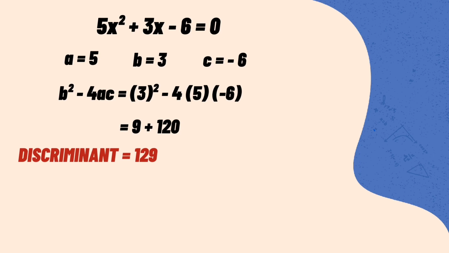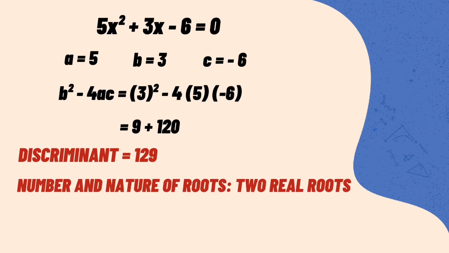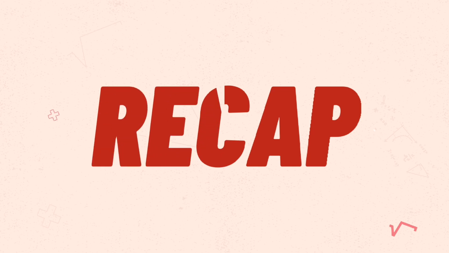Since our discriminant is positive or greater than 0, then the equation 5 plus 3 over x is equals to 6 over x squared has 2 real roots. Now, let's have a recap.